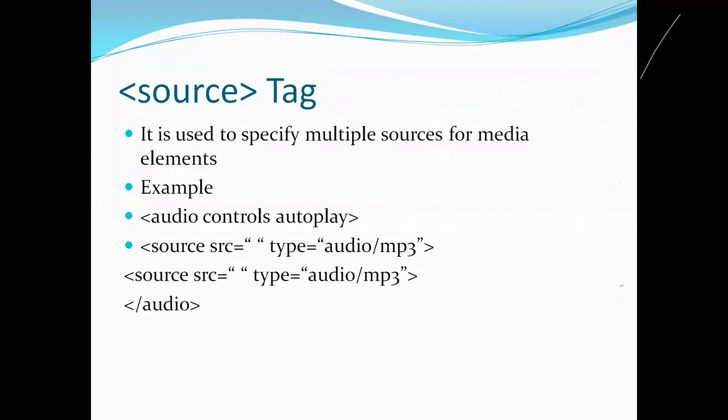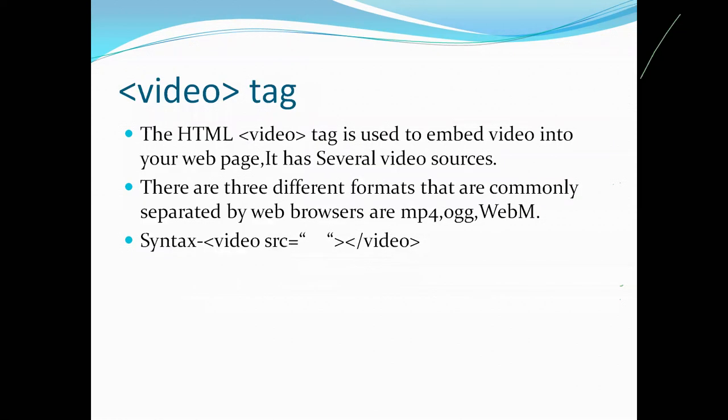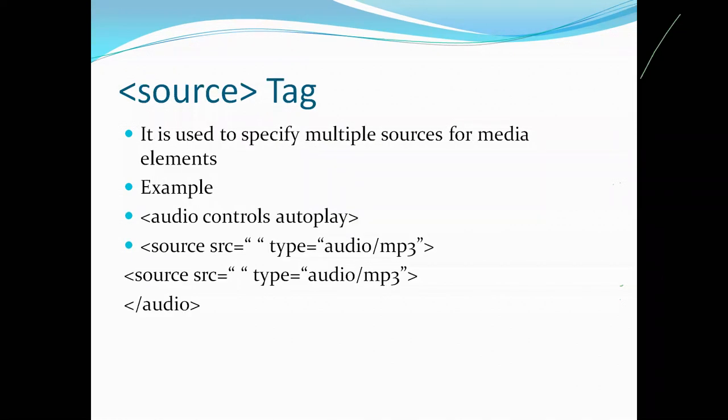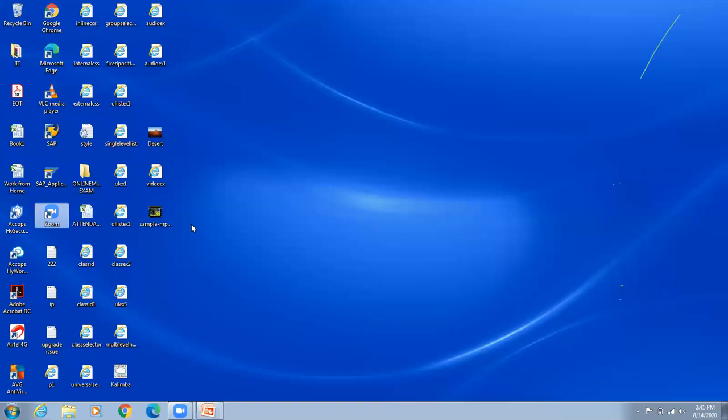These are the attributes of audio tag. What is the source tag? It is used to specify multiple sources for a media element. Example, here audio tag is there and source tag is there. Audio tag is closed. Means if you want to specify multiple sources for media elements, use source tag. So let's see the example of audio tag.